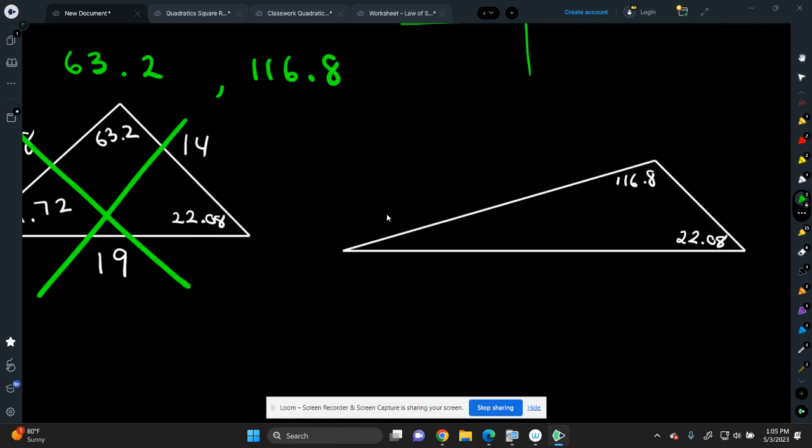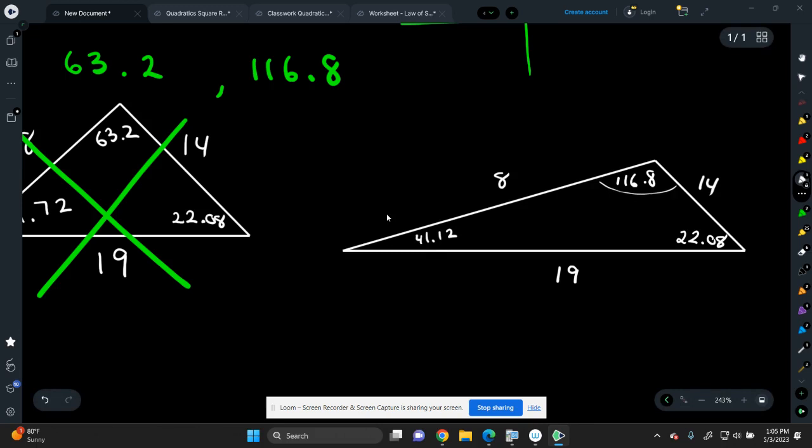Whereas on this triangle, we've got 8, 14, 19. So this remaining angle is 41.12. Okay, that's going to work. The biggest angle is opposite the biggest side. So this triangle will work. Remember I told you when we first started this whole unit, pay attention, make sure your angles and sides make sense. So take a look at it afterwards and make sure that it makes sense.